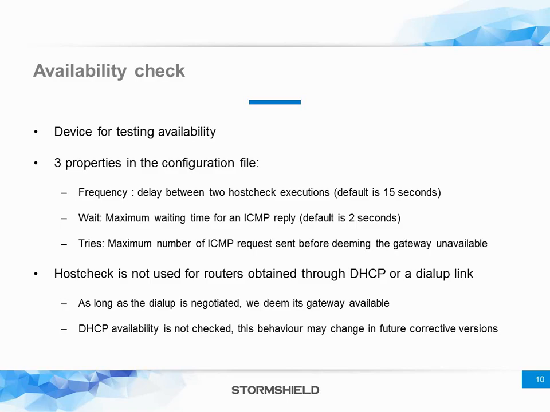The first one is frequency, which is how often we call upon hostcheck, which is the script that will perform the availability testing. Wait is the amount of seconds hostcheck will wait for an answer once it pings the device. And tries is the amount of pings hostcheck can lose before considering the gateway unavailable. One important thing to keep in mind is that hostcheck will not be used for routers obtained through DHCP or through a dial-up link.